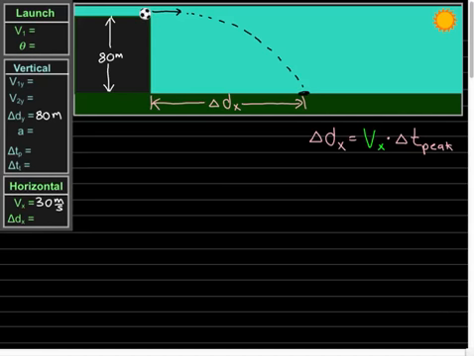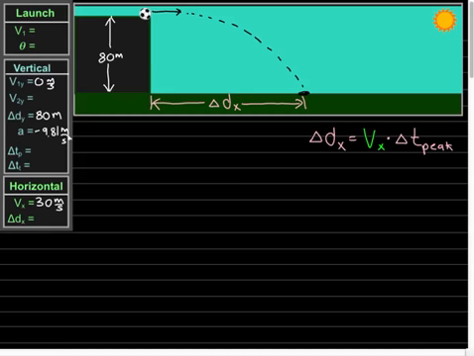Well, what information do we have about its motion vertically? One is that its acceleration is negative 9.81 meters per second squared. We know that's its acceleration as it falls down. And we know that its displacement is 80 meters. So we know two pieces of information. Finding the third won't be too hard. We also know its initial velocity vertically is 0 meters per second.